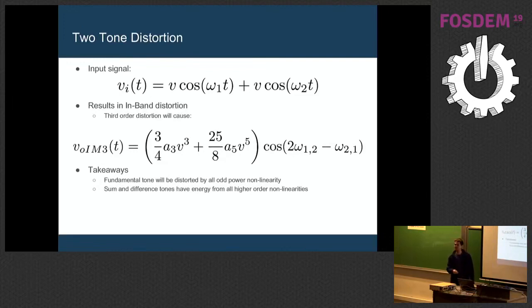So let's go back to our two-tone distortion. Now we have a better model of our transistor. It has these nonlinearities. So let's put two tones into it, omega 1 and omega 2. They're going to be very close to each other in frequency, and the third order distortion causes basically two frequencies: 2 times the first tone minus the second, and 2 times the second tone minus the first one.